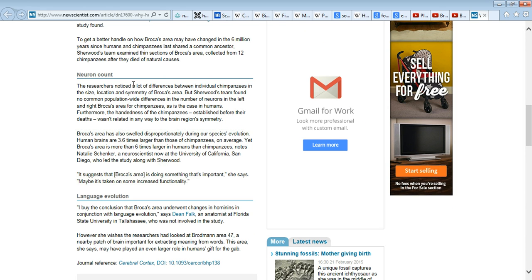The researchers noticed Broca's area has swelled disproportionately during our species' evolution. So they're still running with the evolution thread, that's up to them. Human brains are 3.6 times larger than chimpanzees on average, yet Broca's area is more than 6 times larger in humans. So if humans came from apes, they would have had to have independently evolved the brain, Broca's area, 6 times larger, right?